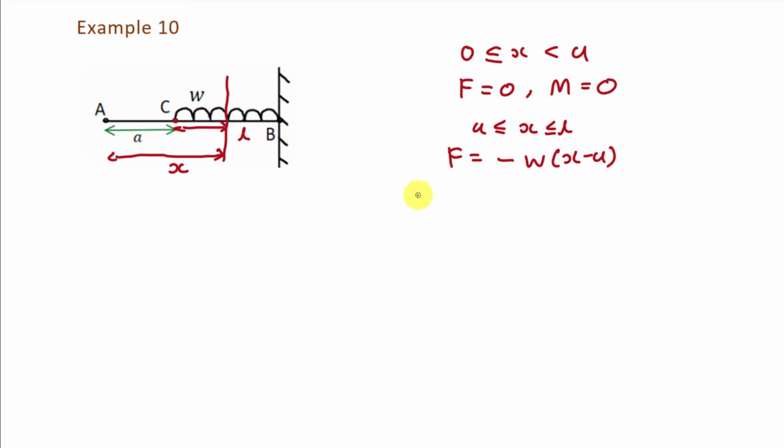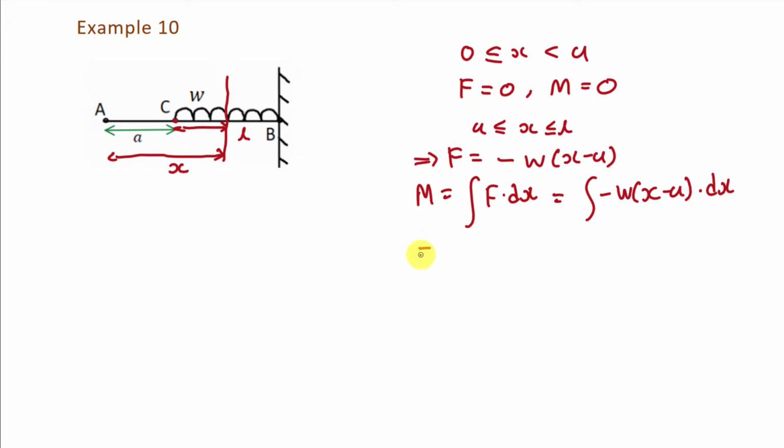Now we want to find the bending moment M in this interval. We know the bending moment is the integration of shear force. Here we have the shear force F, so we will put this value of F here. So it will be the integration of minus W into bracket x minus A into dx.